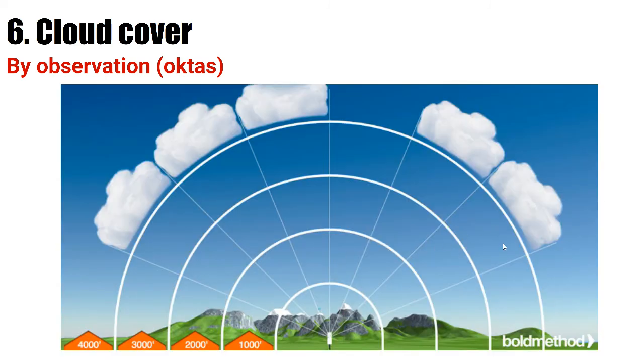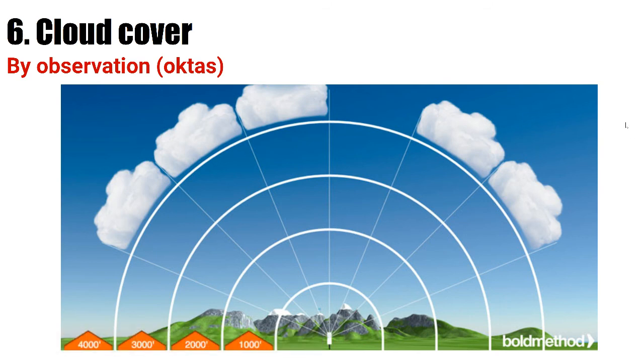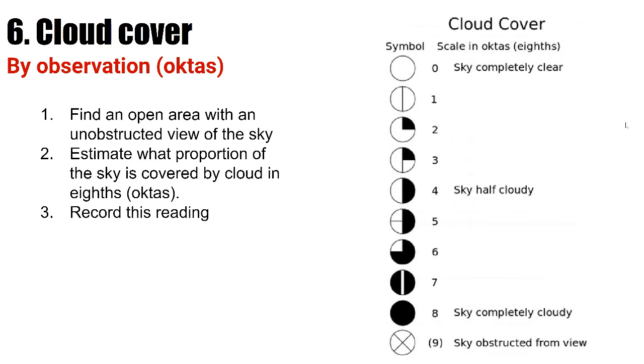Now here's an example of how you go about using it here. This is much more simplified. Obviously that last one shows you how complicated it can be, but 1, 2, 3, 4, 5, 6, 7, 8, and you can see that 1, 2, 3, 4, 5 covered there, so you've got 5 oktas of cloud cover in the sky above you there.